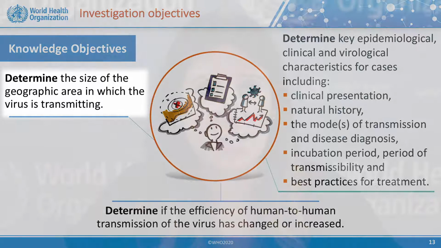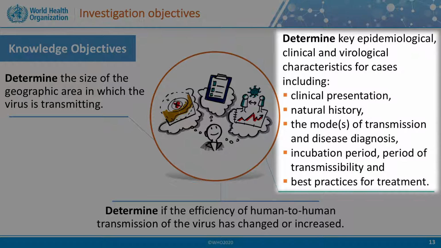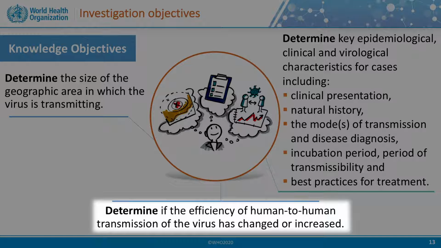In terms of the investigation objectives and the knowledge objectives, it's important to determine the size and the geographic area in which this virus is transmitting, and to determine key epidemiologic, clinical, and virological characteristics for cases, including their clinical presentation, the natural history of disease, the mode or modes of transmission and disease diagnosis, the incubation period, the period of transmissibility, and best practices for treatment. And very importantly, to determine if there's human-to-human transmission of the virus and if that virus has changed.